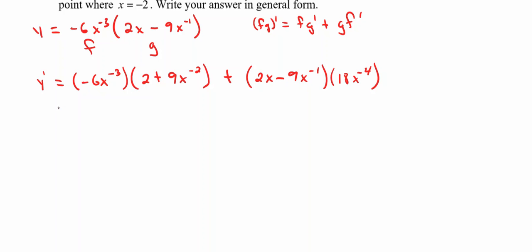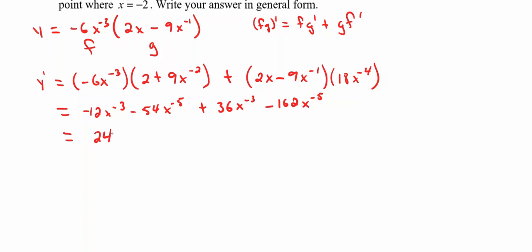And then simplifying this, we get negative 12x to the negative 3. Okay, just distributing that out. Minus 54x to the negative 5 plus 36x to the negative 3 minus 162x to the negative 5. And then just collecting like terms, we get 24x to the negative 3 minus 216x to the negative 5.